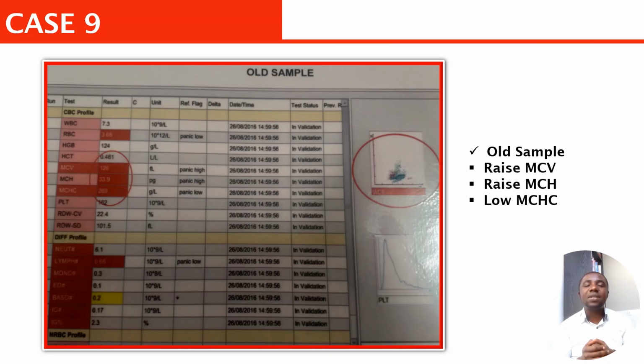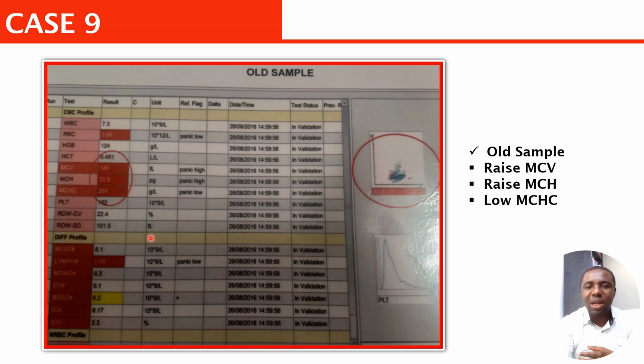So let's look at case number 9. In case number 9, what you are going to see here is that it is mostly an old sample. Remember what I told you about old samples? In an old sample, you are going to see that the scatter plot will all stay together. It will not spread like I showed you in the previous one. So once you do a full blood count and you see that the scatter plot has stayed together, please start thinking about an old sample. And don't forget what I told you about raised MCV. If you have not watched it, go and watch my previous video on that. Raised MCV can also show you old samples.